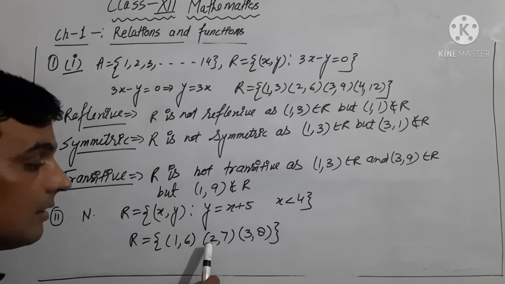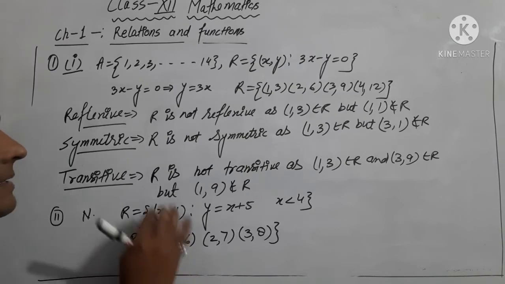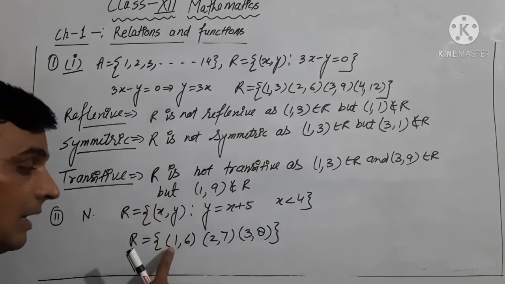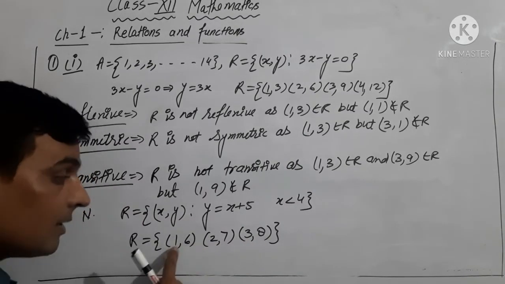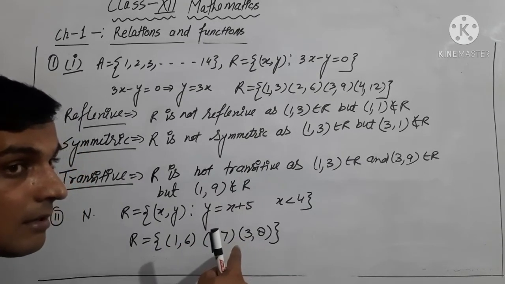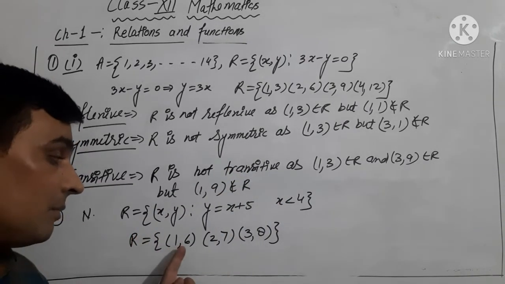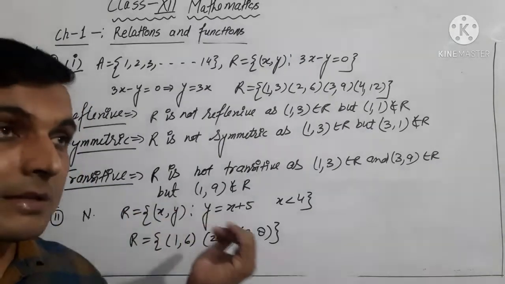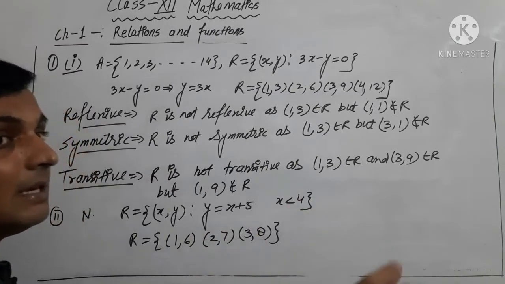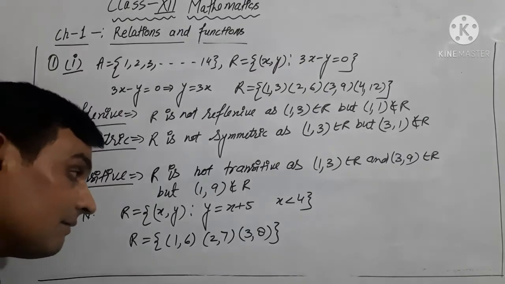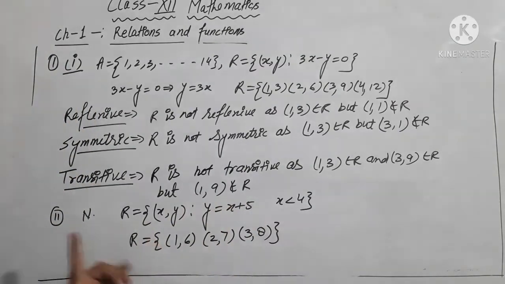For symmetric, 1 comma 6 belongs to R, but 6 comma 1 does not belong to R. So R is not symmetric. And for transitive, A comma B belongs to R, but B comma C does not belong to R. I have explained two cases. For transitive, if A comma B belongs to R and B comma C belongs to R, then A comma C belongs to R, then the relation will be transitive. And if A comma B belongs to R but B comma C does not belong to R, then the relation will also be transitive, as the condition is not violated here.